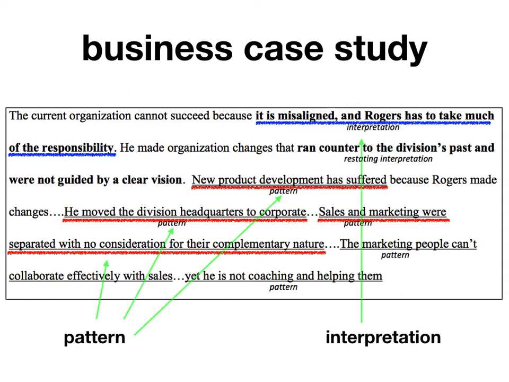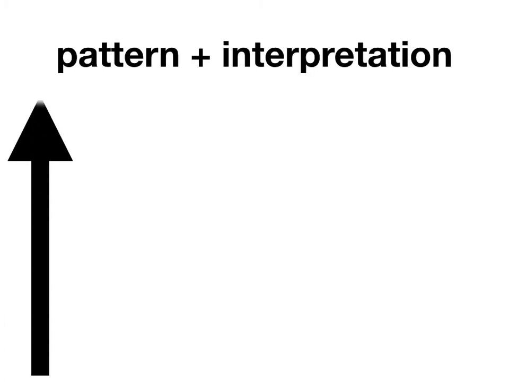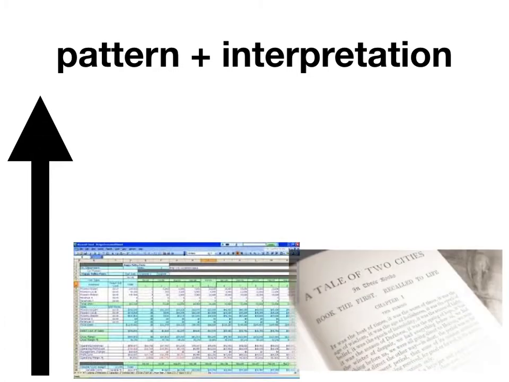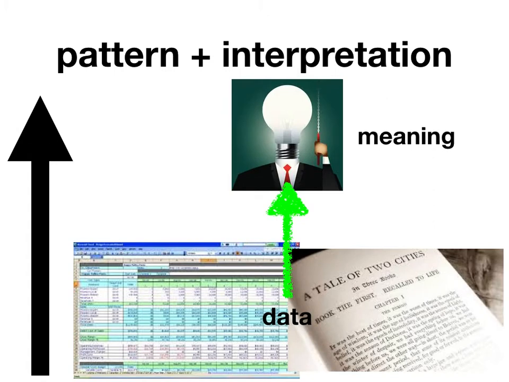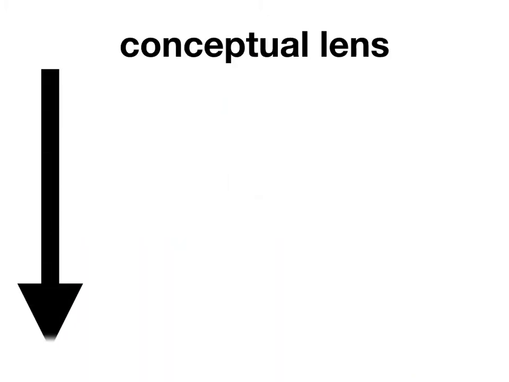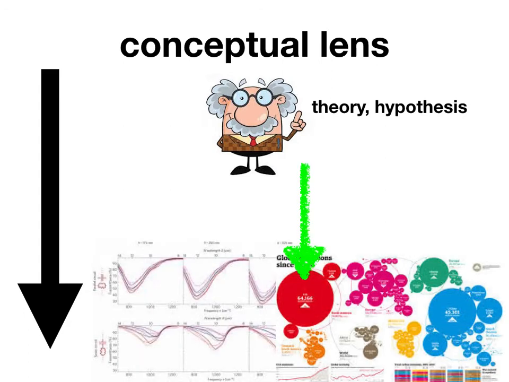The pattern and interpretation method is more of a bottom-up approach. You dig around in the data until you notice a recurring theme and you explain what that theme means. The other way of arguing, the conceptual lens method, is more of a top-down approach. You start with a theory or a hypothesis, and then you see how well your evidence fits it. This method usually requires the writer to define their theory or hypothesis and then present their evidence and see whether that lens helps us understand the evidence better.